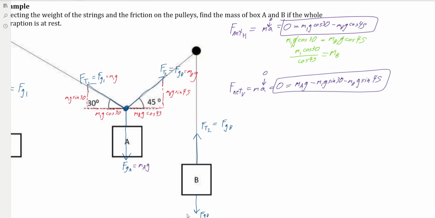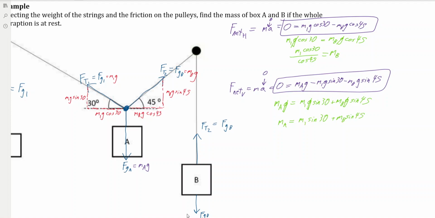Okay, and for this other one, it's going to be a little bit more complicated. We've got MAG equals M1G sine 30 plus MBG sine 45. So we just added both of these two terms across the equal sign. Okay, and now we're going to solve for MA. That's really easy because all we have to do is divide by G, and it cancels everywhere. And so we get M1 sine 30 plus MB sine 45.